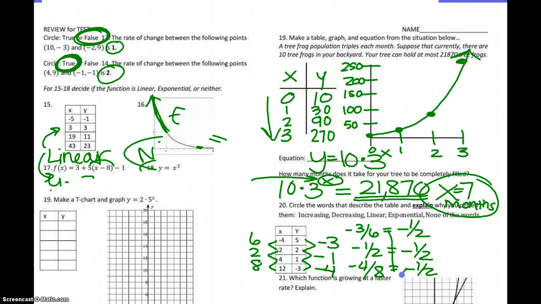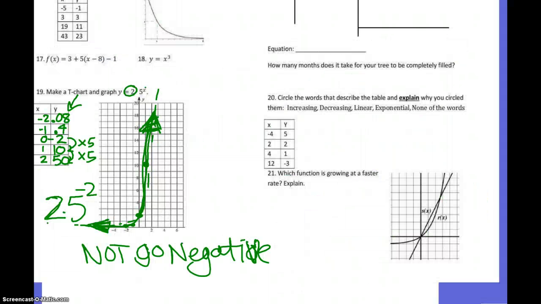So if it's staying the same, constant slope, it is linear. And because the slope is negative, then it is also decreasing. If you were to graph it, it'd be going down 1 over 2, down 1 over 2. It is linear. And the last one on here, which function is growing at a faster rate? Again, we need to think about which one is steeper or harder to climb. That's the one growing faster.